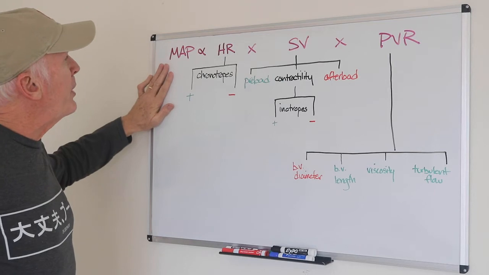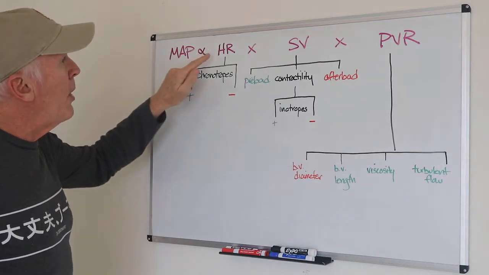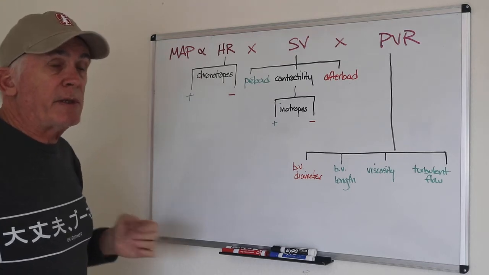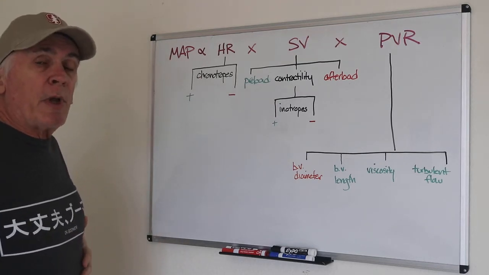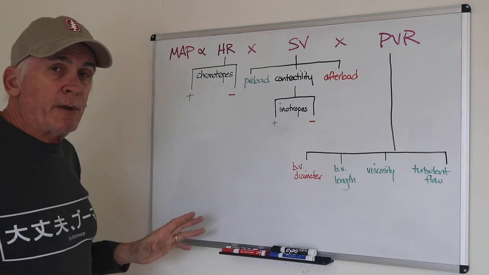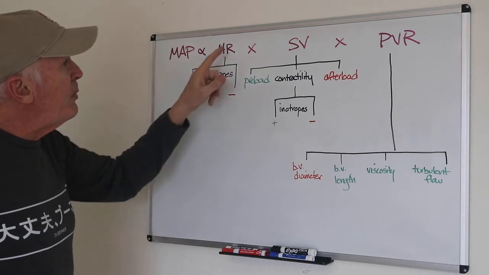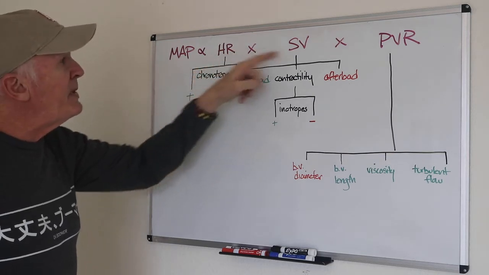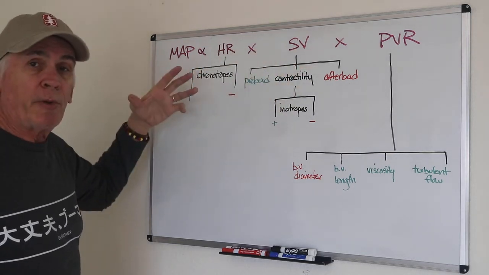So mean arterial pressure is proportional to heart rate times stroke volume times peripheral vascular resistance. Proportional means that we're not going to calculate any actual values here. Proportional means that if any one of these goes up, mean arterial pressure goes up. If any one of these goes down, mean arterial pressure goes down.